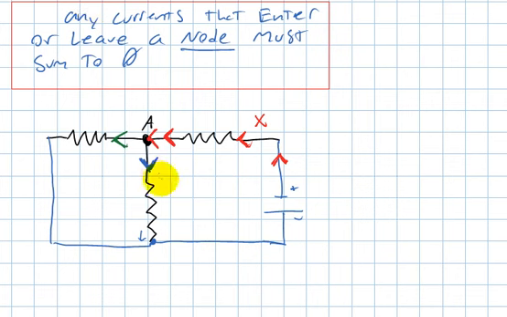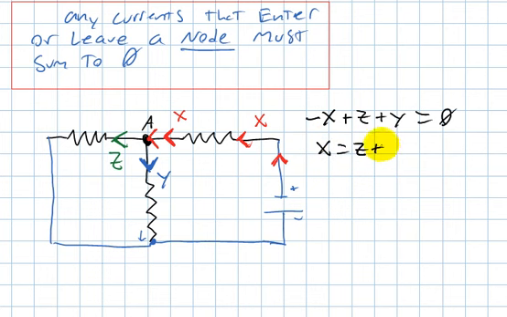So if this is current Y, and this is current Z, and this is current X, Kirchhoff says that negative X, because it's coming in, plus Z, because it's going out, plus Y, because it's going out, has to equal 0. Which I think is easier to think about if you say X is equal to Z plus Y. That's the same equation, just written with the X on the other side. And you can see that X, this big current, has to equal the two smaller currents added together.